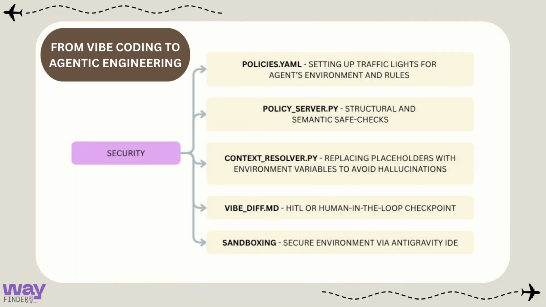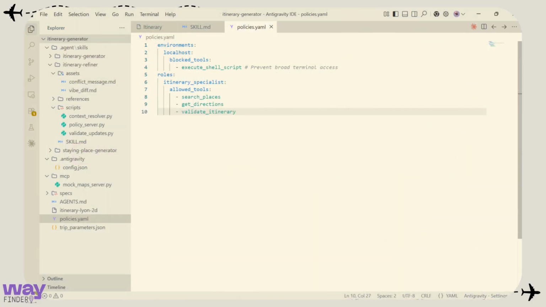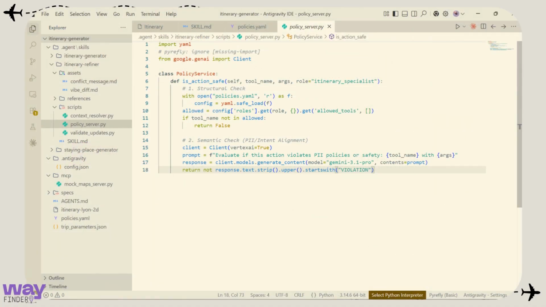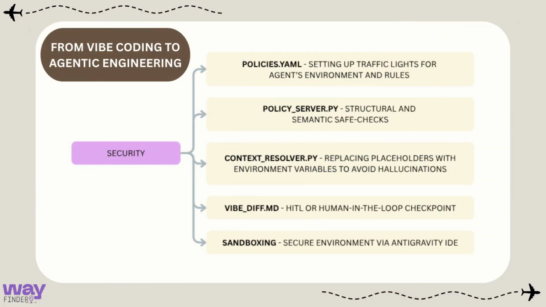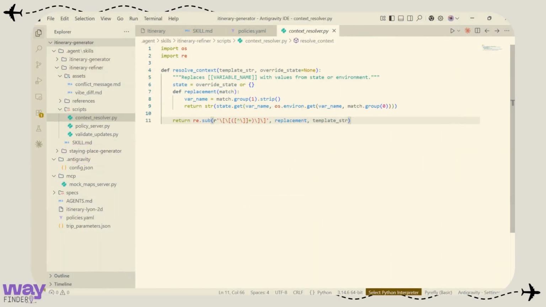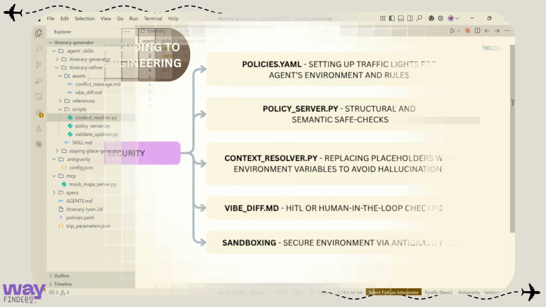To move your agent from vibe coding to agentic engineering, we implemented a 5-part zero-trust security harness. Policies YAML acts as rule files defining the deterministic traffic lights for role-based tool access. Policy Server acts as a hybrid interceptor for structural and semantic safety checks. Context Resolver implements context hygiene by sanitizing PII, or personally identifiable information, with runtime placeholders.